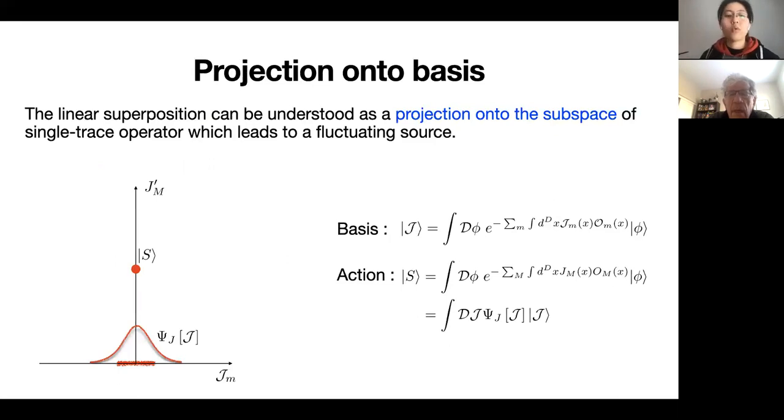And in the language of field theory, we can actually understand this linear superposition as a projection of a theory in the entire coupling space onto the subspace of single trace coupling.